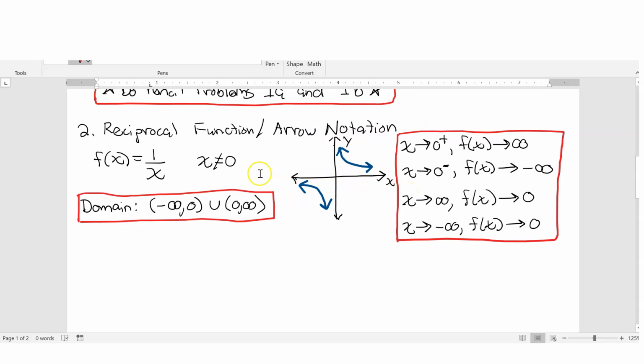The next topic we'll look at is an important function called the reciprocal function, and we'll just talk about arrow notation briefly. The My Math Lab video you watched on arrow notation covers the topic well, but I'll just recover it with this specific example. So the reciprocal function is 1 over x. Clearly x cannot equal 0, so this would be our domain. There's really one excluded value.